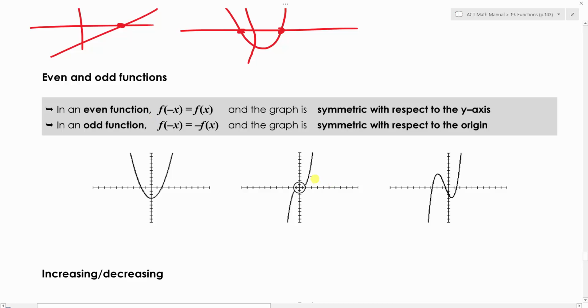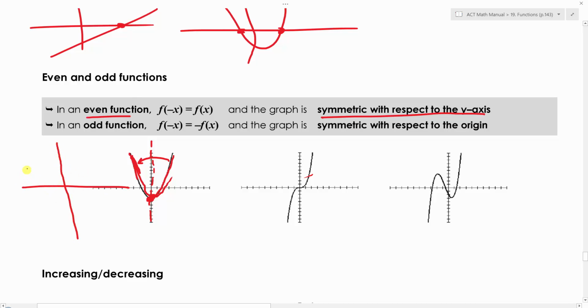So the easiest way to deal with even and odd functions is with symmetry. Basically all even functions are symmetric with respect to the y-axis. What does that mean? That means you can take the function and fold it along the y-axis, this vertical line, and the two halves will match up to each other. So you can see in a parabola that yes, a parabola that has its vertex on the y-axis will be symmetric with respect to that axis. Now, not all parabolas are even or are symmetric with respect to the y-axis.